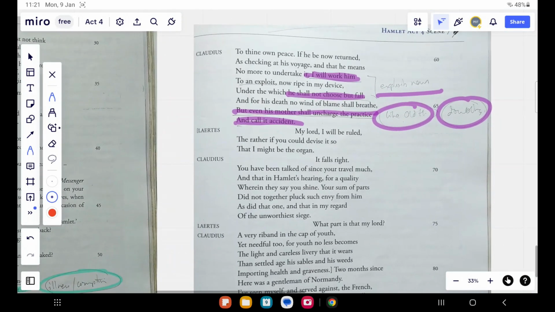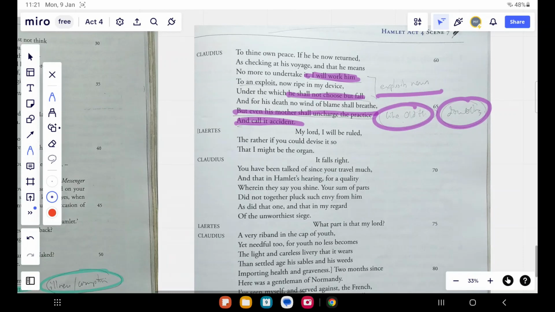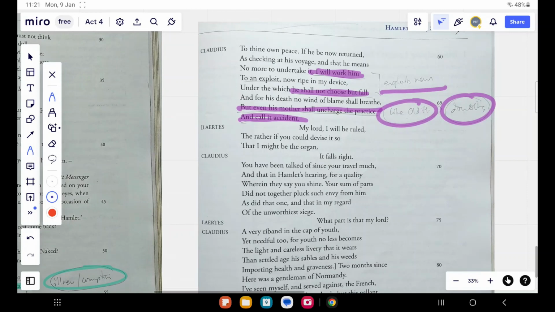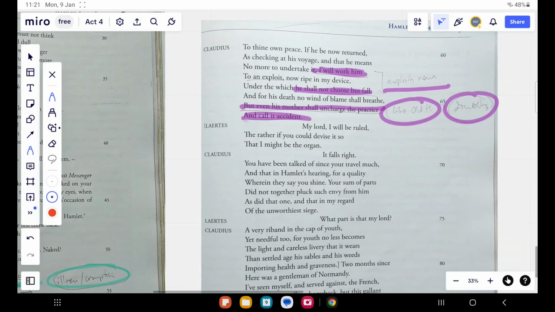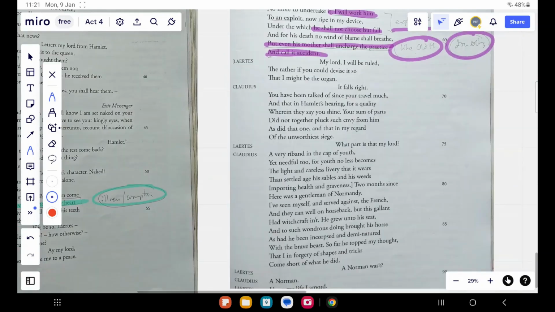Claudius plotting again, I will work him. So Claudius planned to manipulate and exploit. He shall not choose but fall, but even his mother shall uncharge the practice and call it accident. So again, he's already done this once with old Hamlet, and he plans to do the same with young Hamlet through the same means of poison. So there's more doubling there.